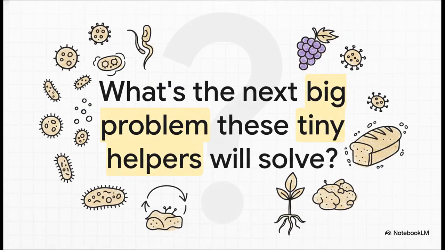Wow! So it's pretty clear this invisible world isn't just some random science trivia, it's absolutely essential to life as we know it. They make the oxygen we breathe, they recycle the nutrients for all new growth, and they help make so much of the food we eat. These tiny organisms are the real architects of our planet. Which brings us to a final, really fascinating question. What's the next huge problem we're going to ask these tiny helpers to solve for us?